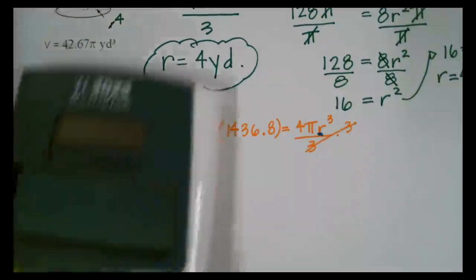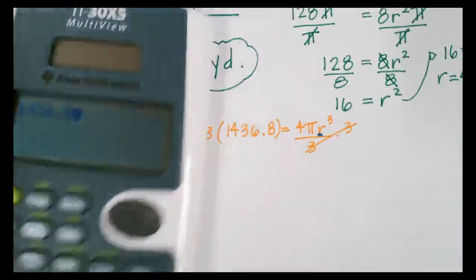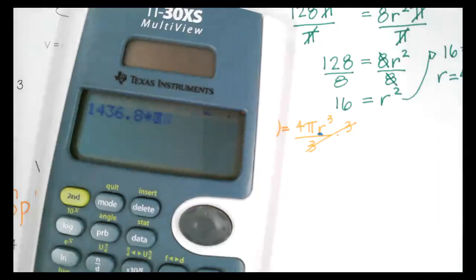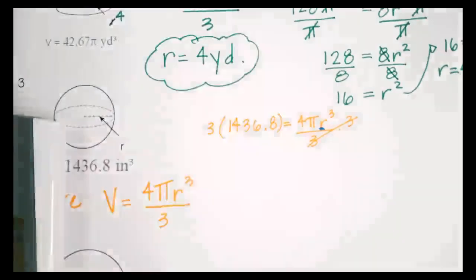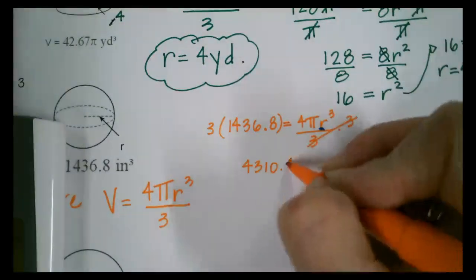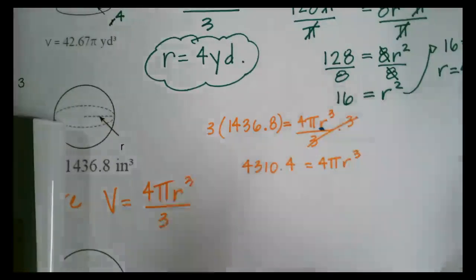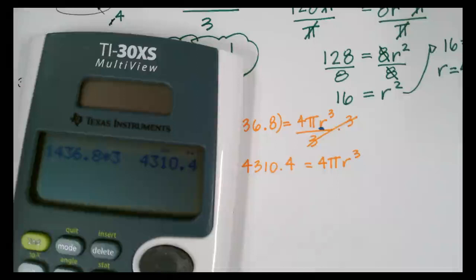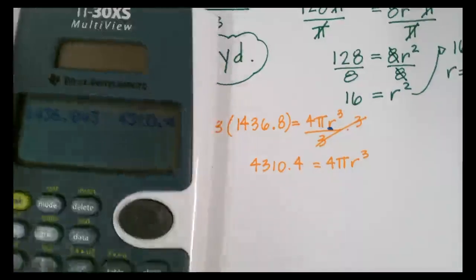So if you grab your calculator, 1436.8, that's right, times 3. So I got 4,310.4. Now, I am not going to clear the number on my calculator. I'm just going to keep it, and just keep doing the next operation on the next one and the next one.